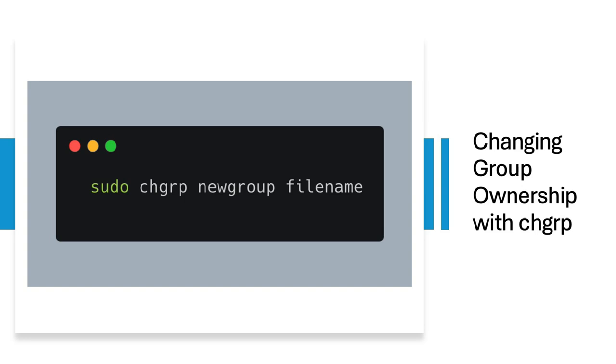Here's how to change the group of a file. Use the change group command, or chgrp.